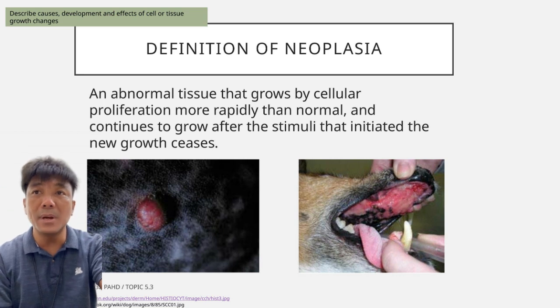Neoplasia is characterized by abnormal tissue growth due to rapid cellular proliferation. This growth persists even after the initial stimuli are removed. It involves genetic mutations that are passed to new cells, leading to clonal expansion. Understanding neoplasia is crucial for comprehending how tumors develop and the implications for cancer progression.